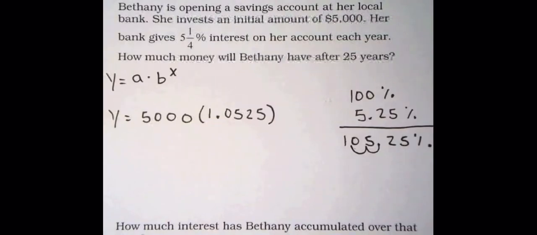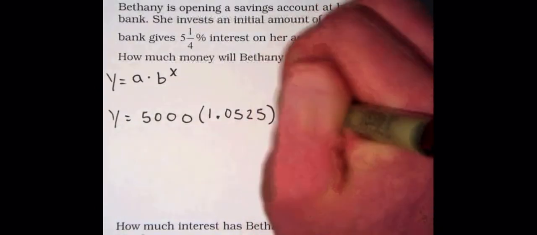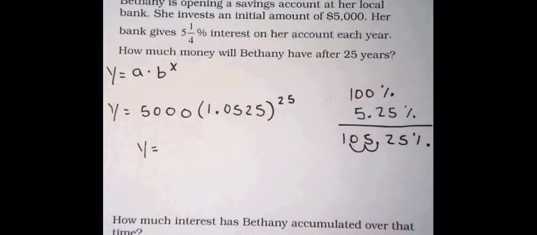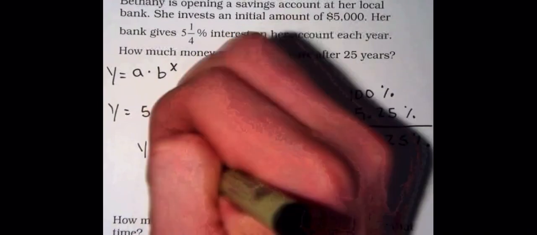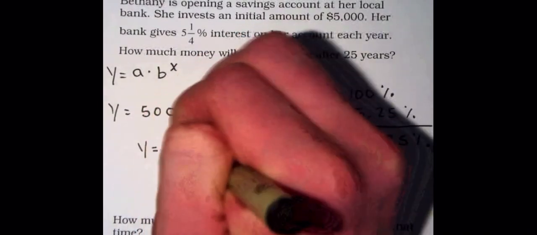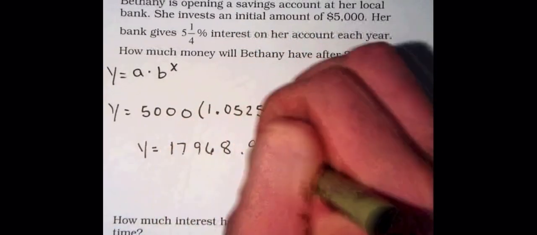Finally, X represents our time. And in this case, the question asks us to find the value of our account after 25 years. When I plug all of this into the calculator, after 25 years, my savings account will be worth $17,968.95.